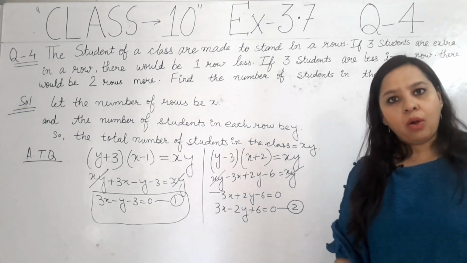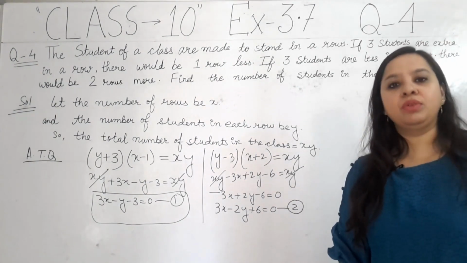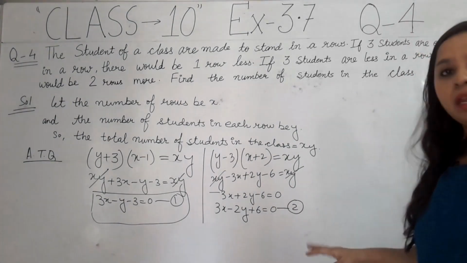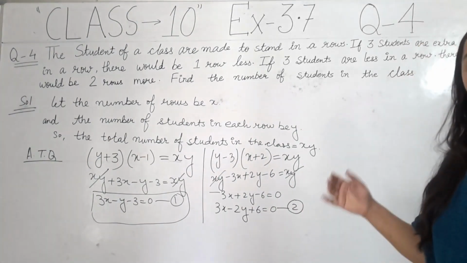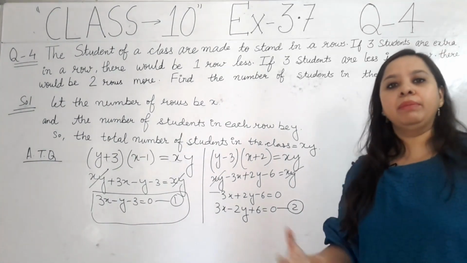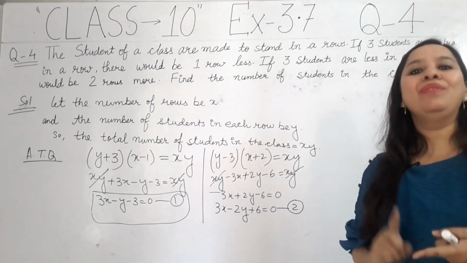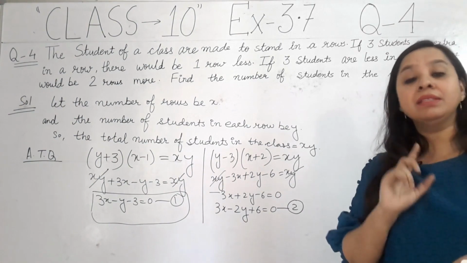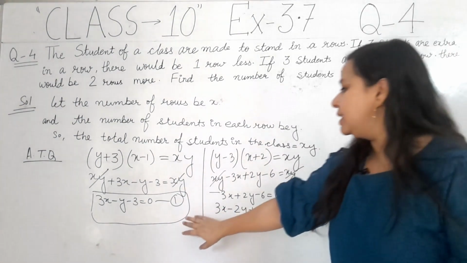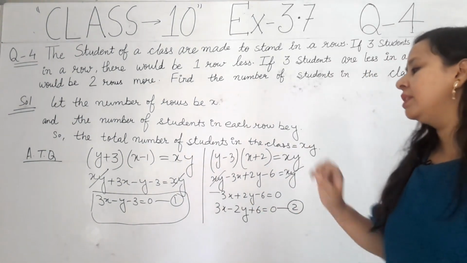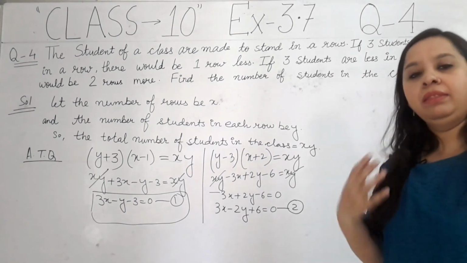But I already told you in previous classes or previous videos that if the coefficients of either variable, x or y, are equal, then which method do we use? We always use the elimination method. That is the best way. Okay, so we can see that in these two equations the coefficient of x are already equal, 3 and 3.